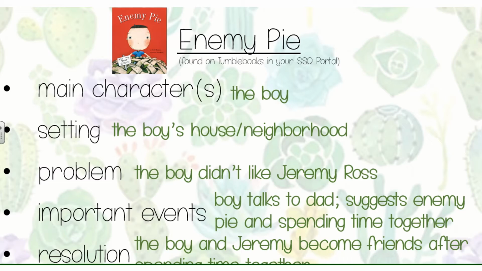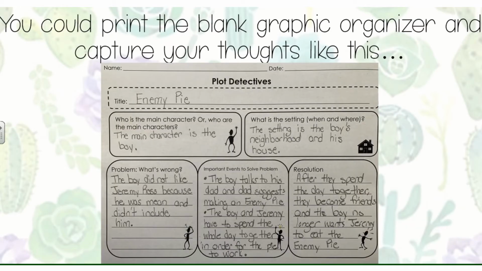So yes, there's a problem. The boy didn't like Jeremy Ross. Yes, there's a resolution, a solution. The boy and Jeremy Ross become friends after spending time together. But if you don't have those important events, you don't have a story. So here's what it would look like as enemy pie.